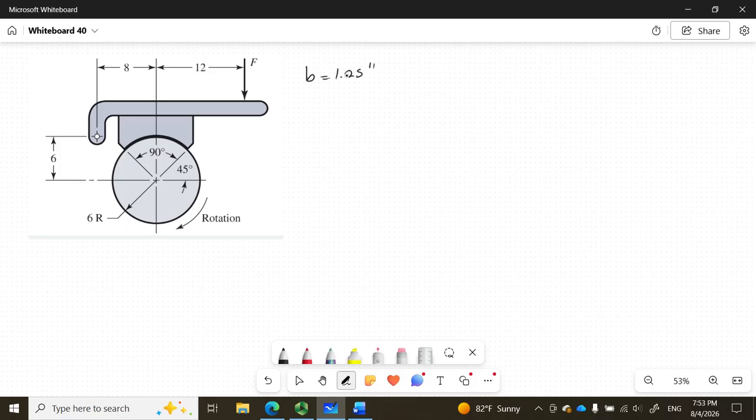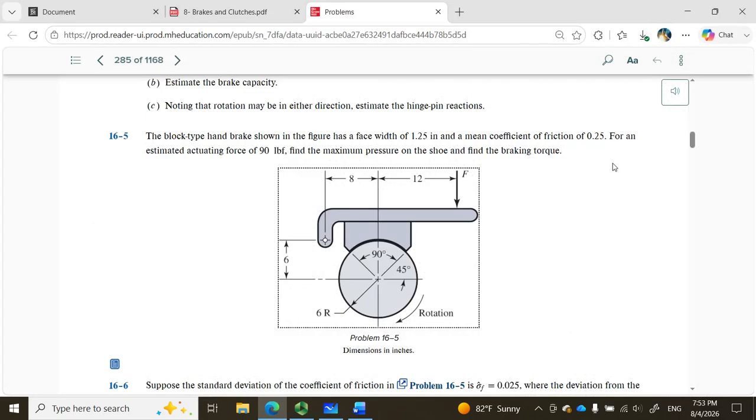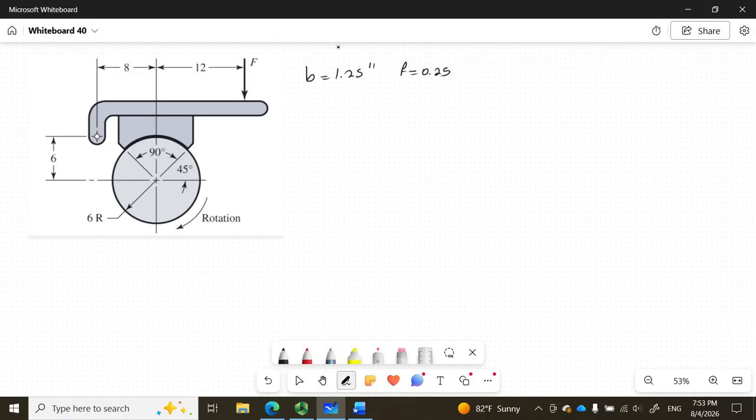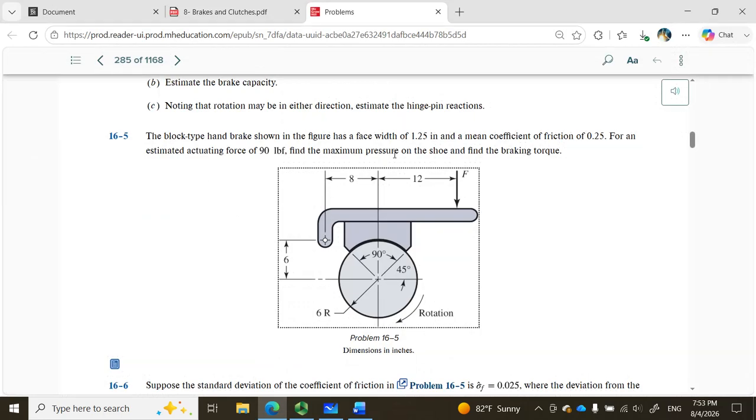So let's see. Then for an estimated actuating force of 90 pounds, so this force F is 90 pounds. F equals 90 pounds. It says find the maximum pressure on the shoe and find the braking torque on that cylinder or the rim, whatever you call it, or the wheel.